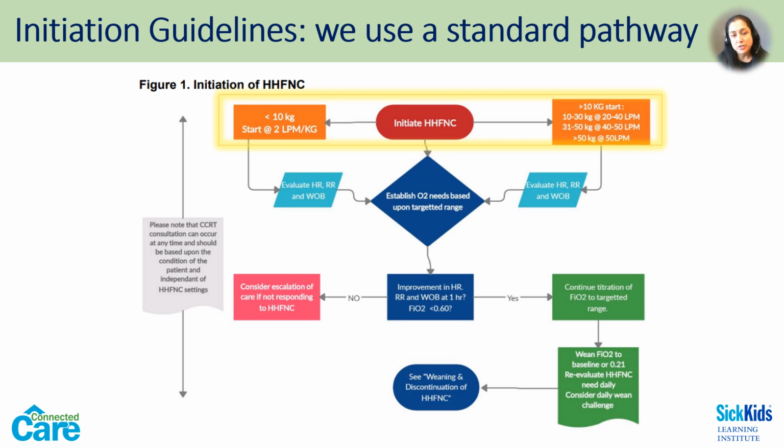We typically start those less than 10 kilos on a 2 per kilo flow rate for support, and those greater than 10 kilos, we typically adopt a range of sizes. So 10 to 30 kilos, we say 20 to 40 liters per minute, and those 30 to 50 kilograms, we say start at 40 to 50 liters per minute flow rate. And then those greater than 50 kilos, you can use your adult guidance you have at your sites.